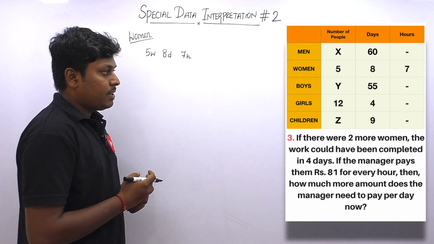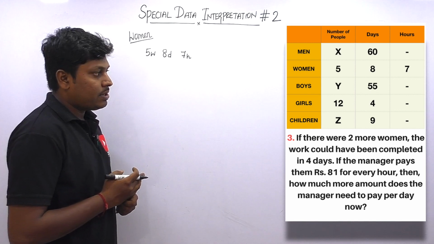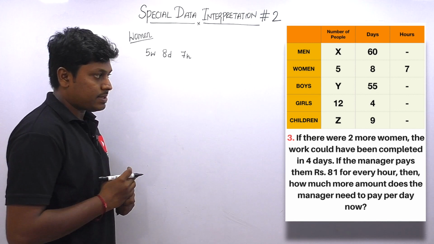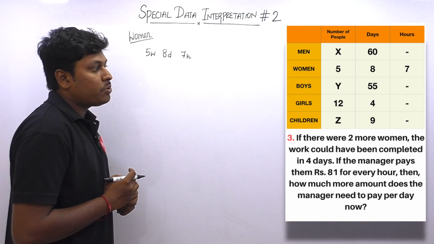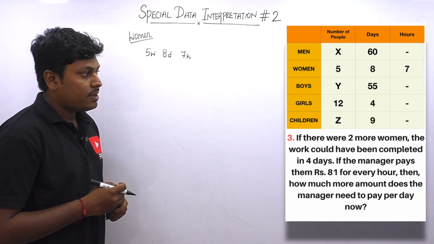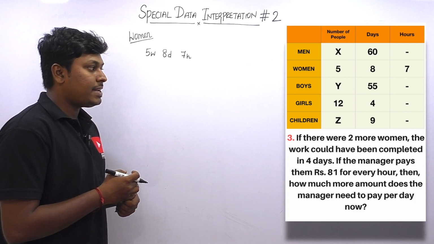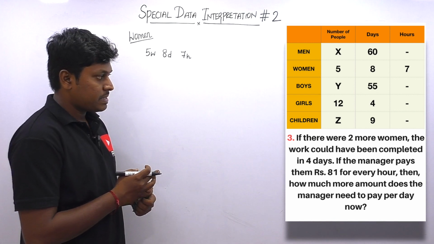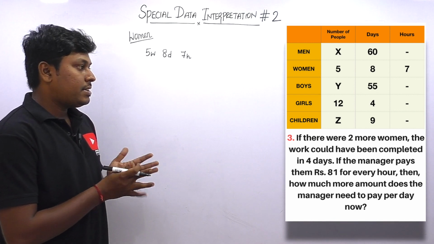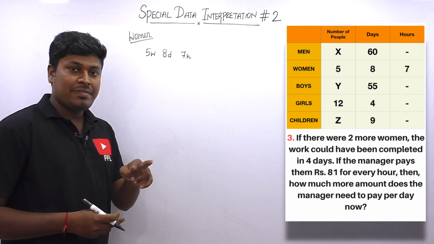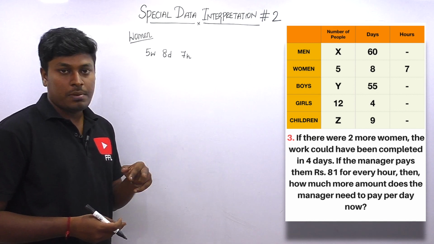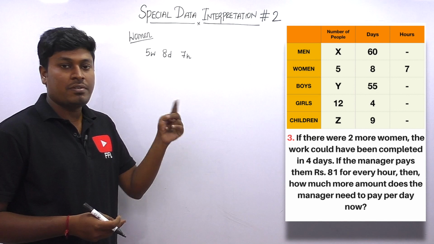Question number 3. If there were 2 more women, the work would have been completed in 4 days. If the manager pays them rupees 81 for every hour, then how much more amount does the manager need to pay per day now? So first let me understand the question. Our target is to find the difference between the previous amount and the new amount, because in the second case 2 more women are added.